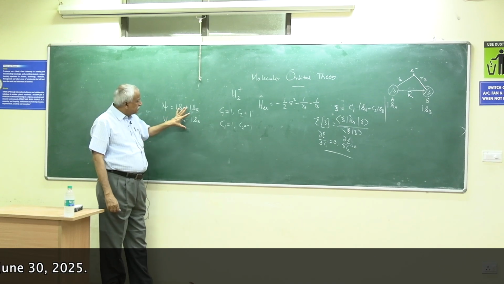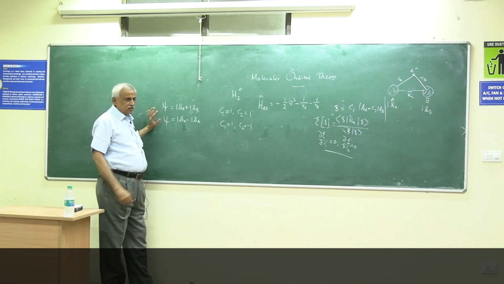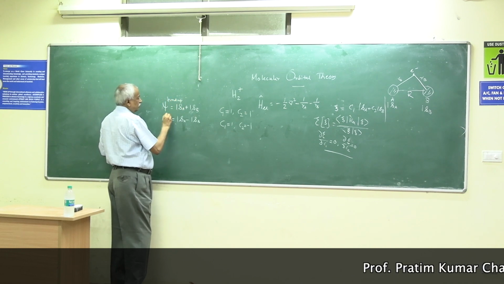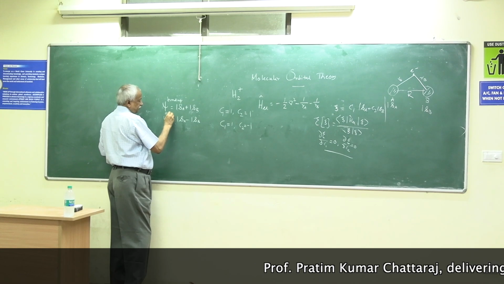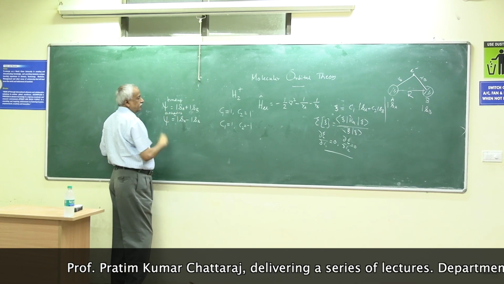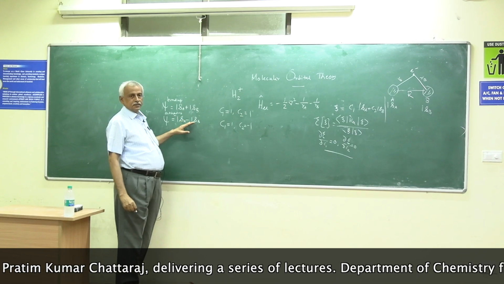We will see its behavior later. This one we will call the bonding orbital, this one we will call the anti-bonding molecular orbital. Why that is so will be clear in a moment, I will just explain. 1SA plus 1SB, and this is 1SA minus 1SB.